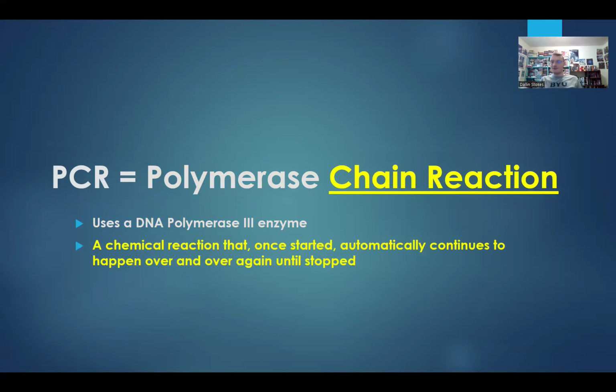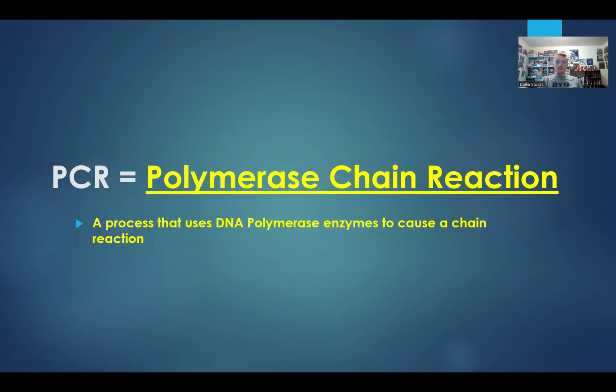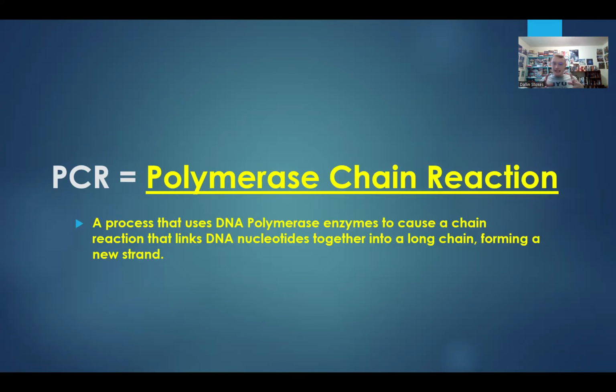And then a chain reaction, if you've got any background in chemistry, you'll know that a chain reaction is a chemical reaction that once started automatically continues to happen over and over again until stopped. So PCR means we're going to be using polymerase to do some sort of reaction that'll happen over and over again until we stop it. So it's a process that uses DNA polymerase enzymes to cause a chain reaction. And in this case, the chain reaction that we're doing is linking DNA nucleotides together in a long chain to form a new strand. So we're going to use polymerase to build a new strand, essentially.